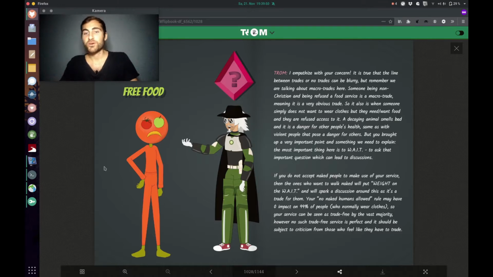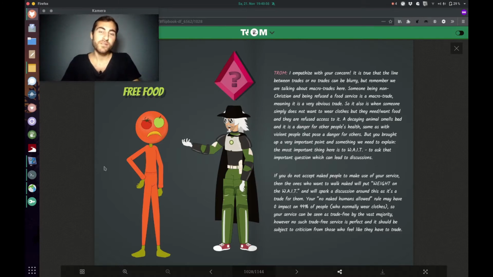But you brought up a very important point and something we need to explain. The most important thing here is to ask the important question, which can lead to discussions. If you do not accept naked people to make use of your service, then the ones who want to walk naked will put weight on the scale and will spark a discussion around this, as it's a trade for them. Your no naked humans allowed rule may have zero impact on 99% of people who normally wear clothes, so your service can be seen as trade-free by the vast majority. However, no such trade-free service is perfect, and it should be subject to criticism from those who feel like they have to trade. So you see, it's all about the question.